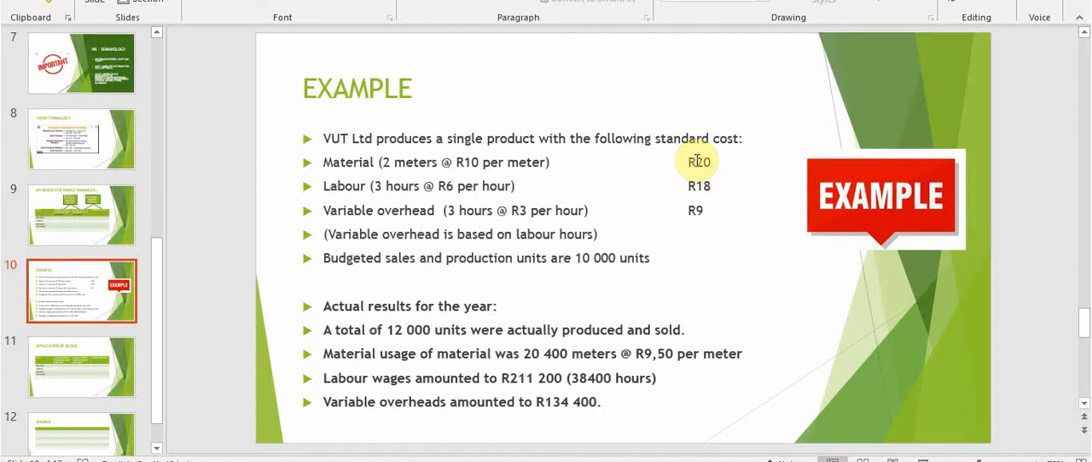For labor, we have an input of 3 hours at 6 Rand per hour, 6 Rand per input, with a unit labor cost of 18 Rand. Then we have variable overhead, also 3 hours at 3 Rand an hour, so it's 3 hours input at a price of 3 Rand per input, and the total unit cost of variable overhead is 9 Rand. Then it says their variable overhead is based on labor hours. That will make sense because there we had 3 hours, there we had 3 hours.